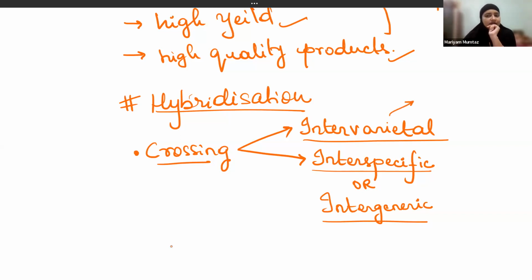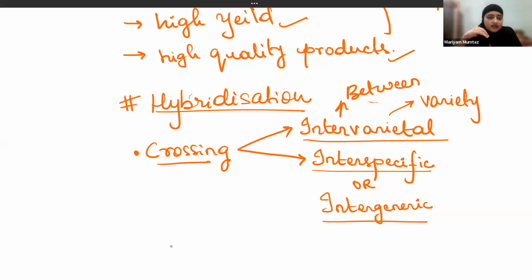Now, if you look at the first word, intervarietal, varietal is denoting which type of word? It is denoting variety. Very good. And inter denotes between. So this intervarietal will be between two varieties. Isn't it? Yes.